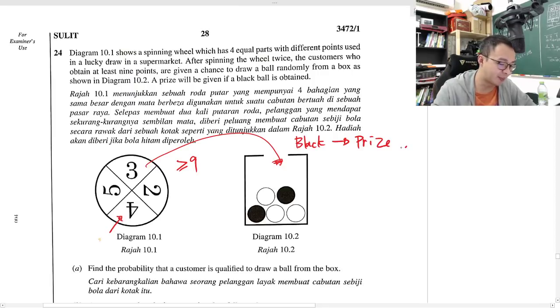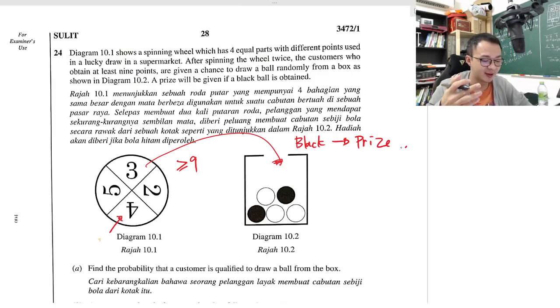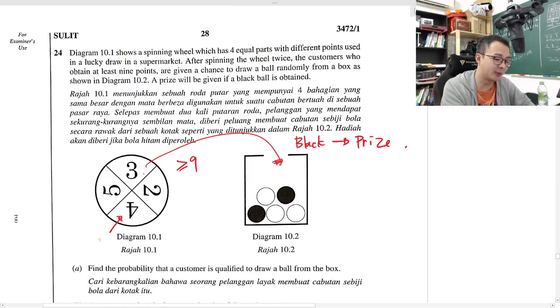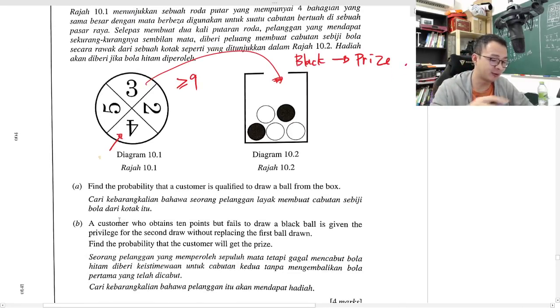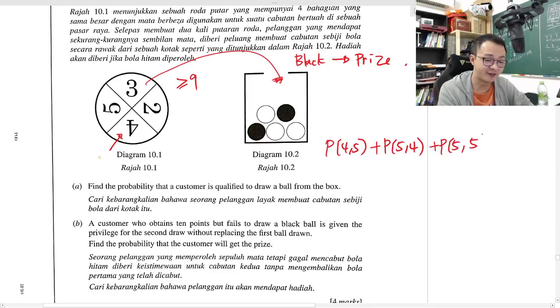Find the probability that the customer is qualified to draw a ball from the box. So at least 9, meaning you can get 9 or bigger than 9. So we want to see the combinations of the numbers. To get 9, we must get 5 and 4. So I can get 4 and 5, which is 9 points. Or the first time I spin I get 5 and 4, still 9 points, still qualified. Or both times I get 5 and 5.